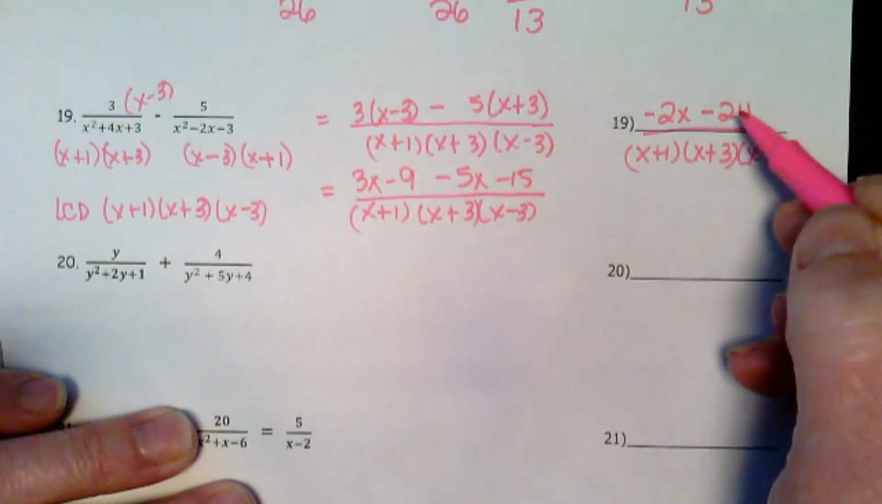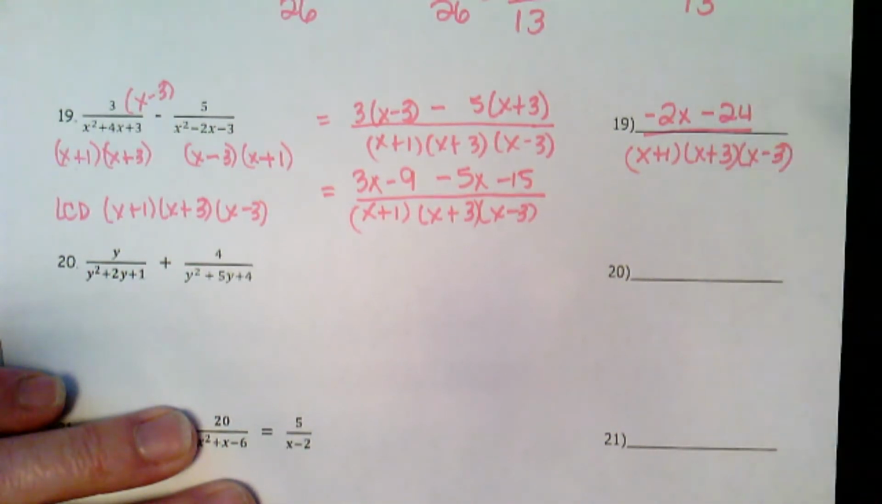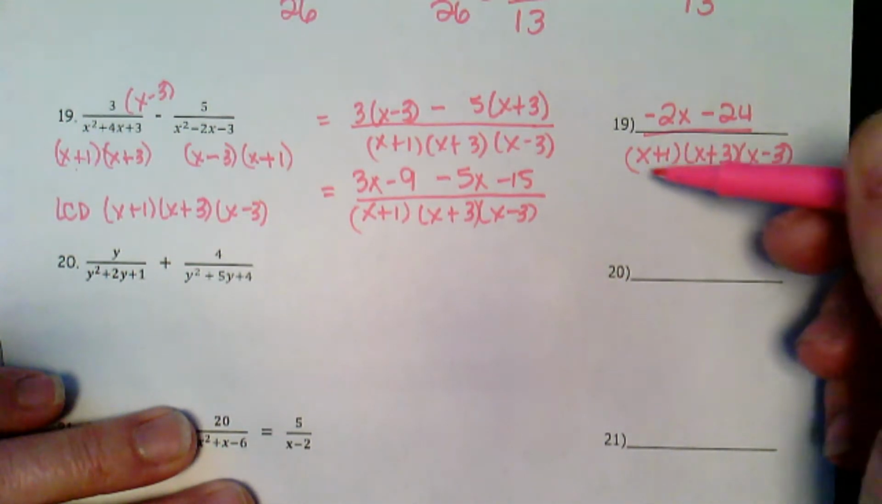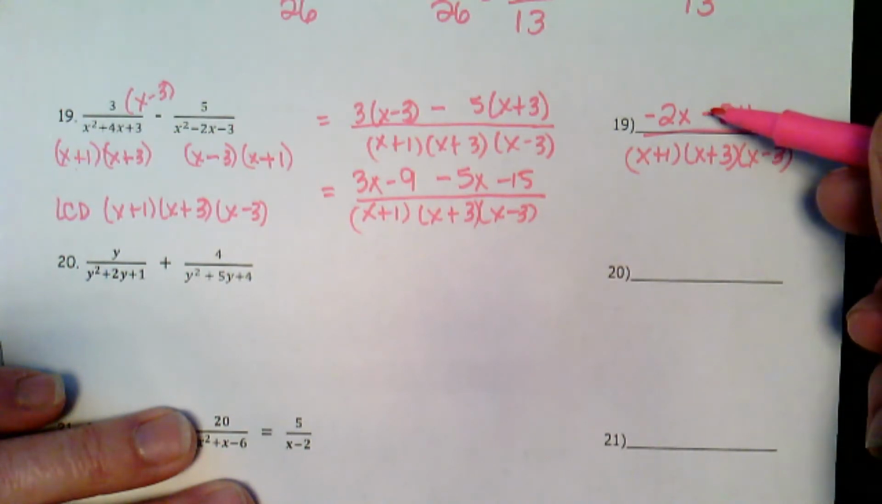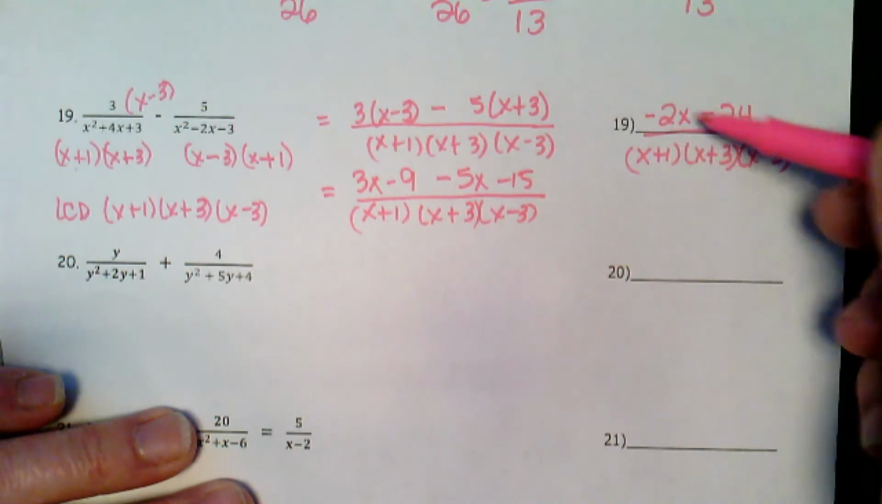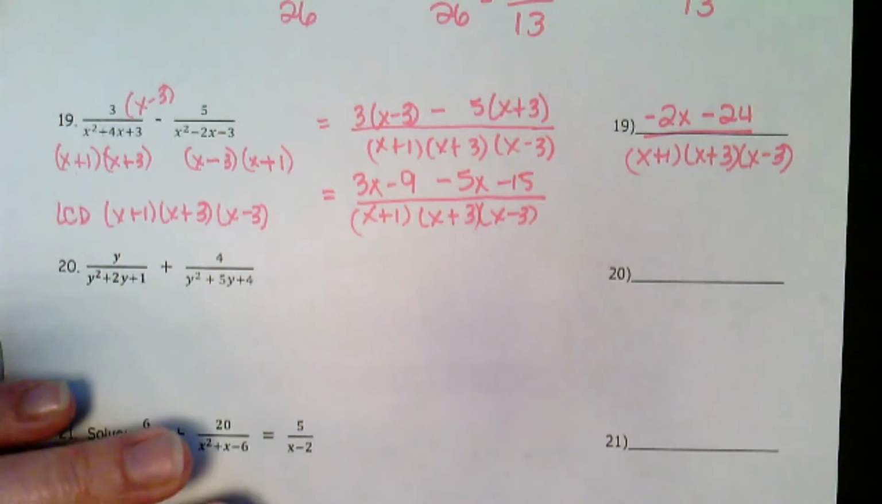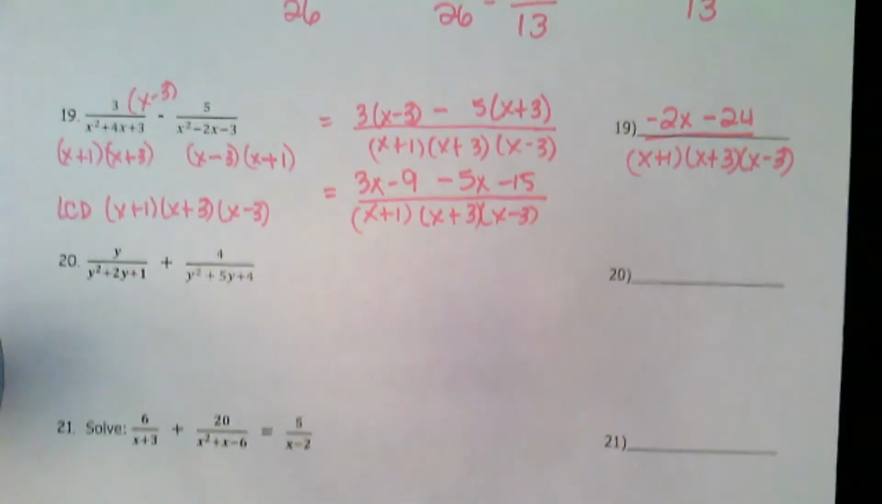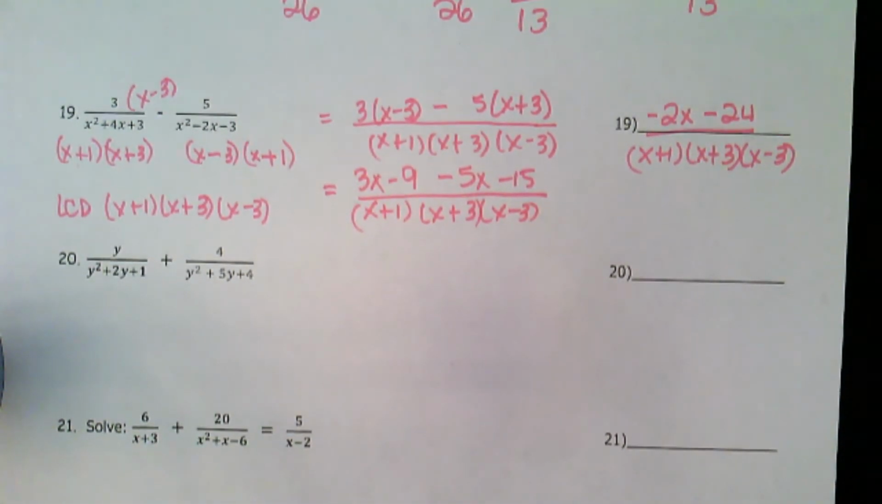And if you want, you can factor that. Factoring is something you want to do if you think that it's going to help you cross out stuff. If I factor this out, I'm going to have a negative 2 on the outside and x minus 12, which doesn't help. So this answer or the factored version is fine.